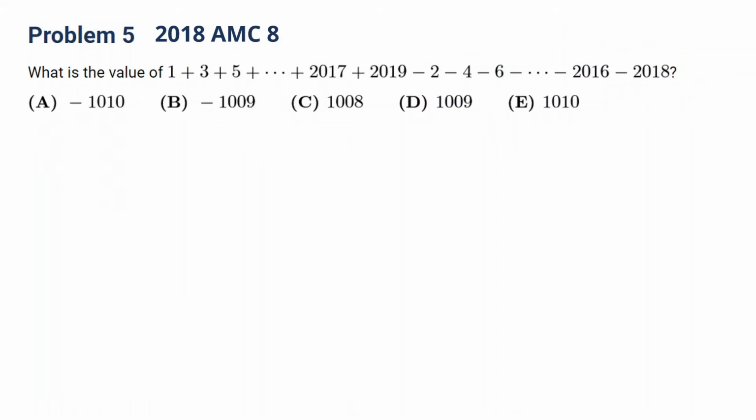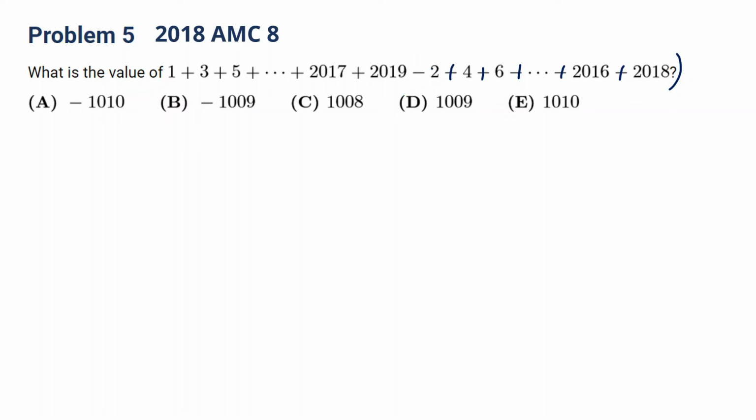This is 2018 problem 5. Let's pause the video. Okay, let's take a look. So at the beginning, you might think, okay, I can just use arithmetic sequence. First, find the sum of the previous, and then minus the sum of everything here. This way you can do this and get the answer.